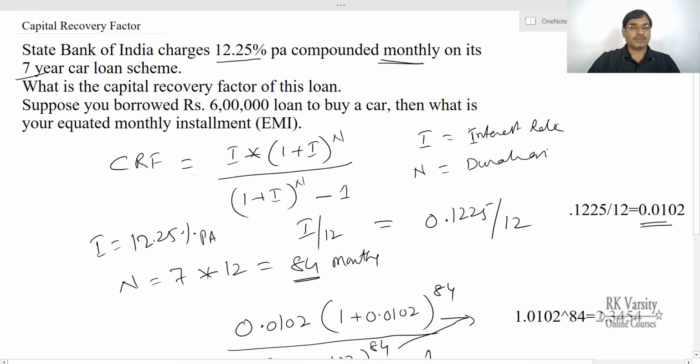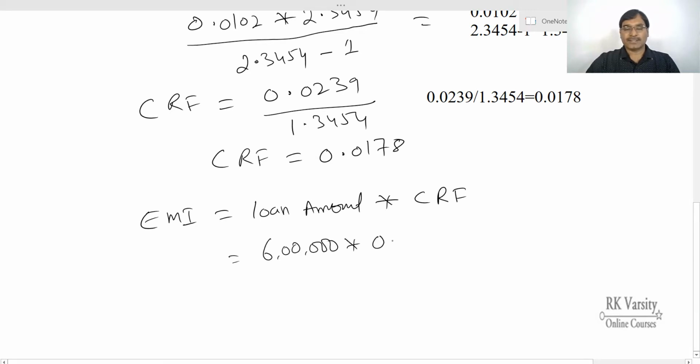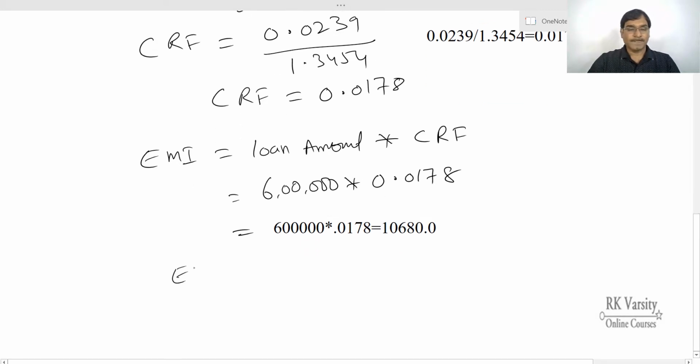Here, suppose you borrowed rupees 6 lakhs loan to buy a car. Then what is your equated monthly installment? Your equated monthly installment equals loan amount times capital recovery factor. So your loan amount is 6 lakhs and the capital recovery factor is 0.0178. So this gives you 6 lakhs times 0.0178, which is 10,680.